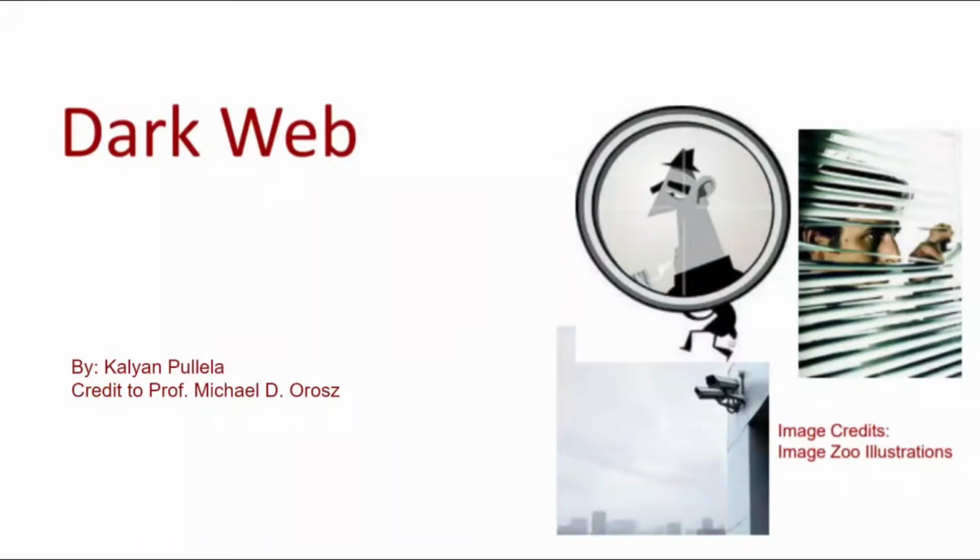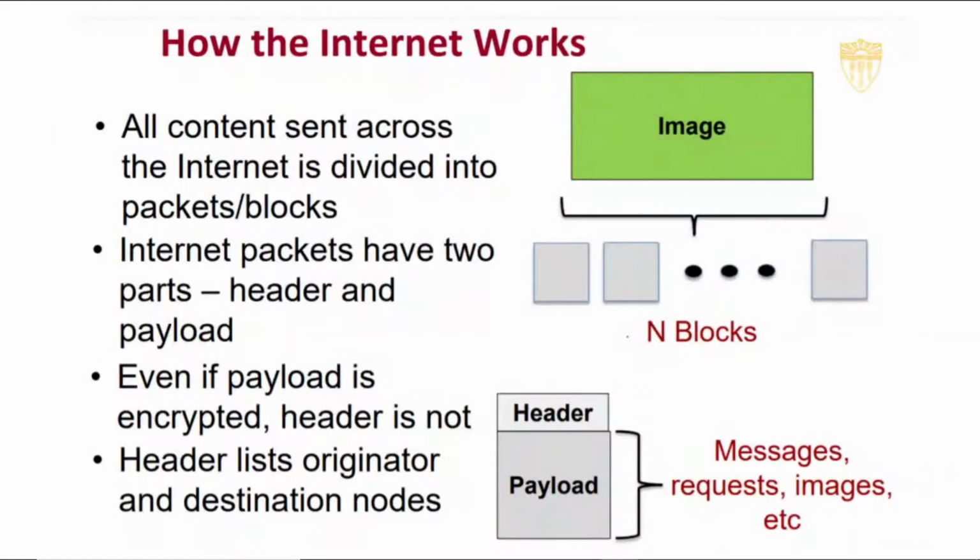Yeah, let us begin. So basically how the internet works is everything is connected to payloads and headers. So that's packets, basically. And each packet has a header and a payload. The payload is the information, whereas the header is like the address.